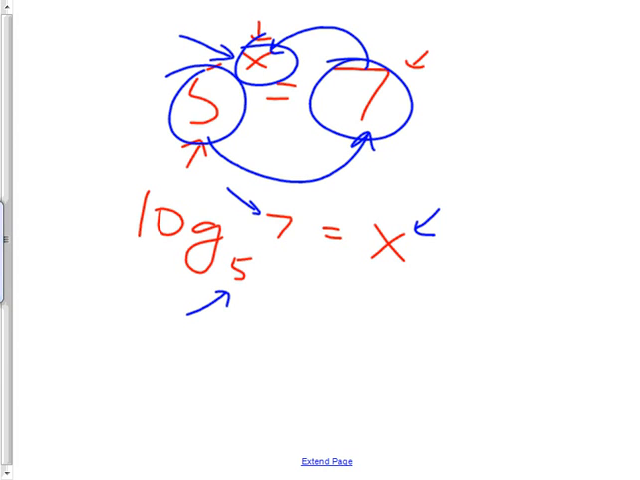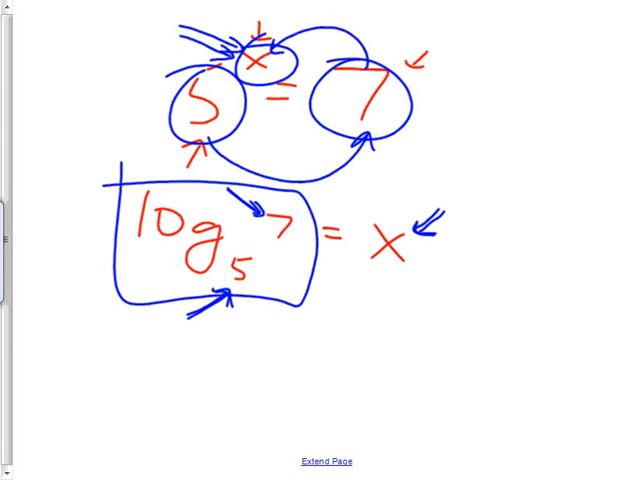Now, x is called the exponent. That's why I said we'd argue later about what it's called. And again, that doesn't look like an exponent when I write it this way, but remember where it came from. It was the exponent.